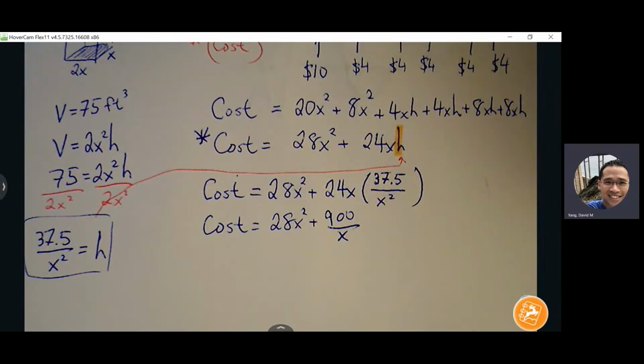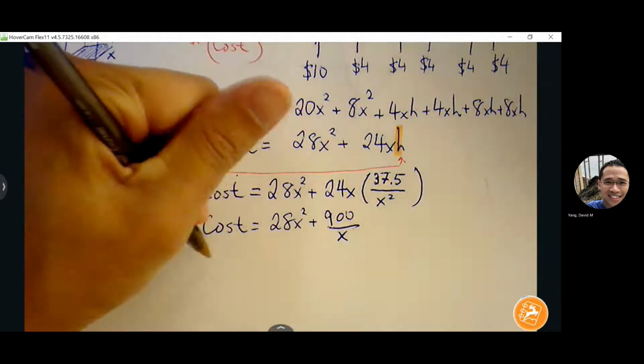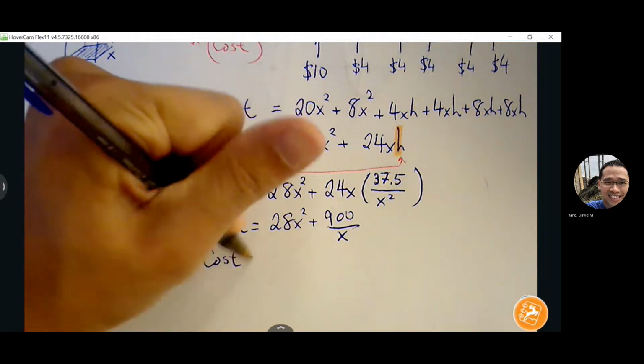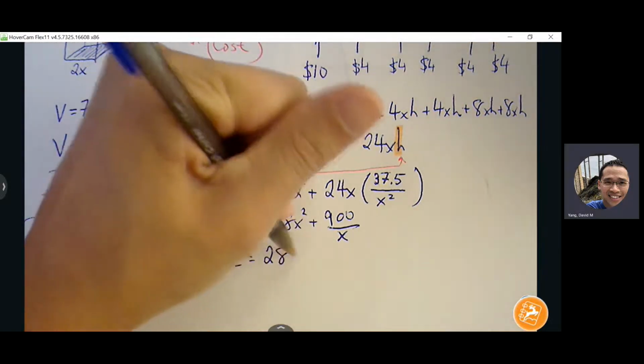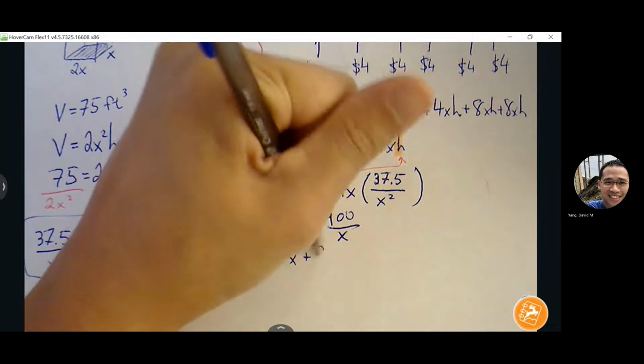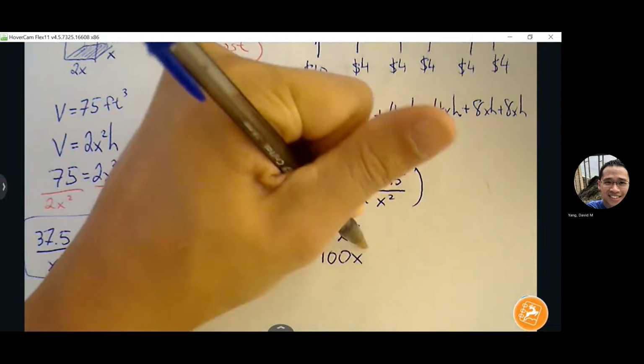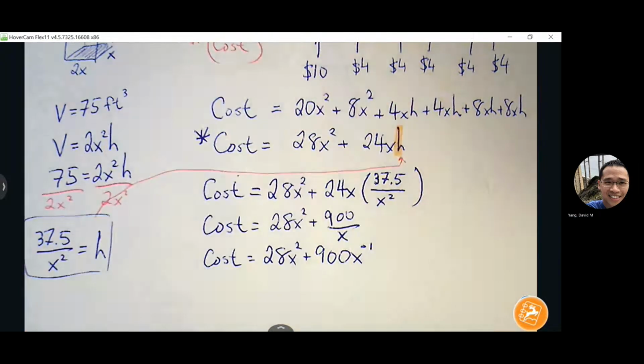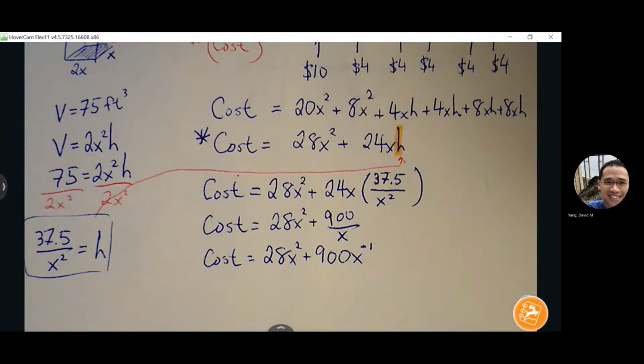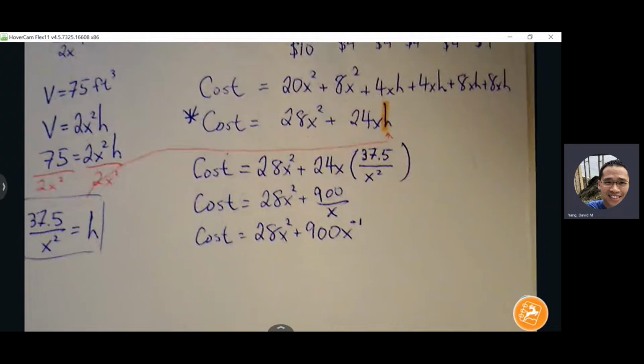I take out one of the x's. I'm left with one x below. Get it ready for power rule. Okay, so now I can find the derivative.